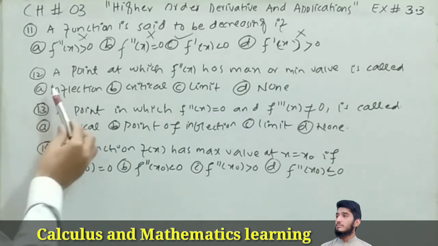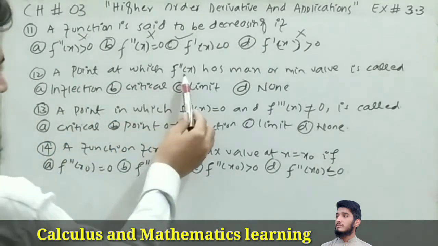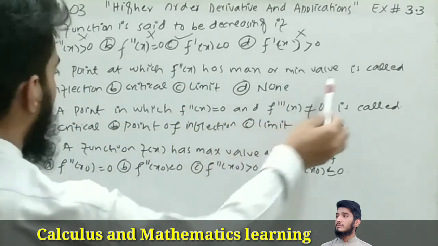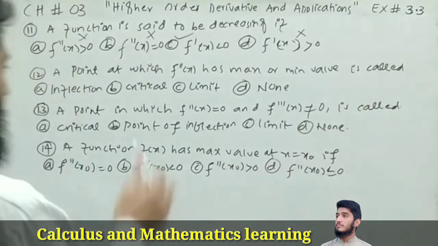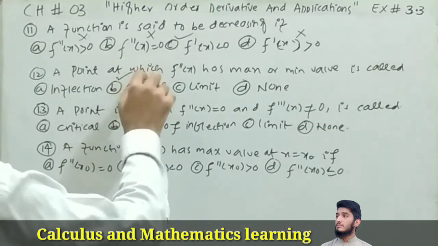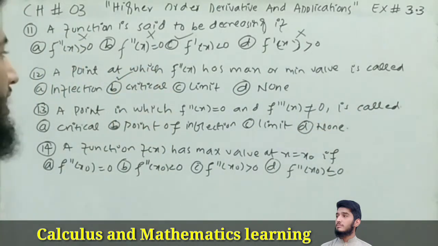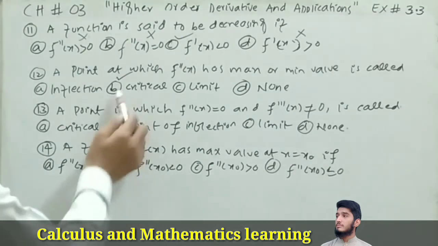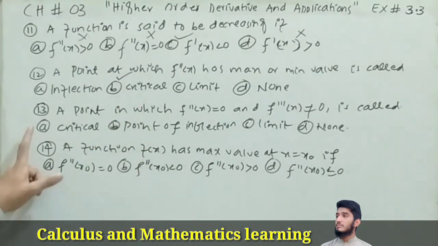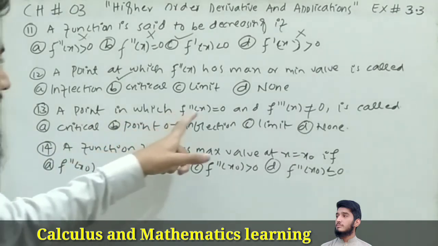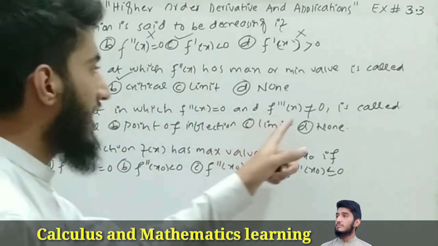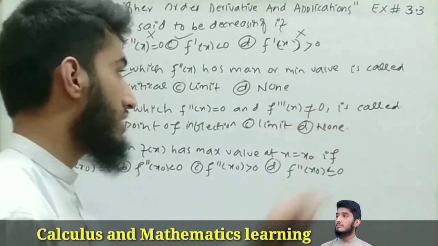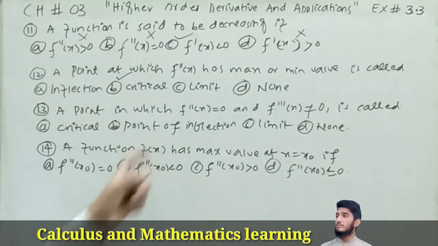MCQ number 12 says that a point at which f prime of x has a maximum or minimum value will be called a critical point. So through the critical point, we can find the maximum value, minimum value, and increasing and decreasing intervals. So the correct option is option B. MCQ 13, a point in which f double prime of x is equal to 0 and f triple prime of x is not equal to 0. This type of point will be called a point of inflection, part number B.